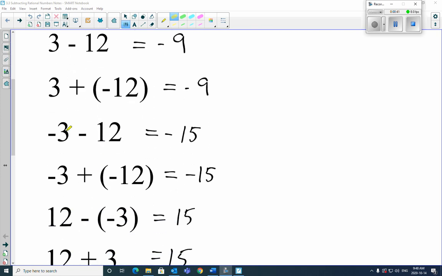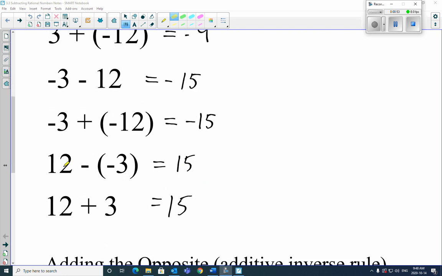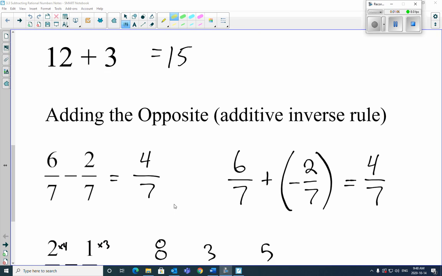Down here, negative 3 minus 12, negative 15. That one's a little bit harder to see, but look at this. If we do negative 3 plus negative 12, adding the opposite, that's really easy because we know a negative and a negative added together is still a negative. We can do 12 minus negative 3, positive 15, a little bit harder to look at. But if we add the opposite, so instead of subtraction, we add, and the opposite of negative 3 is plus 3, 12 plus 3 is 15. So it's actually a really useful rule, adding the opposite.